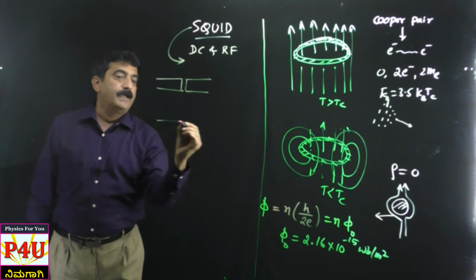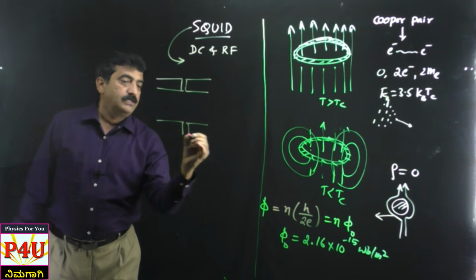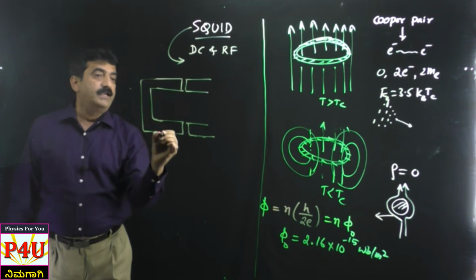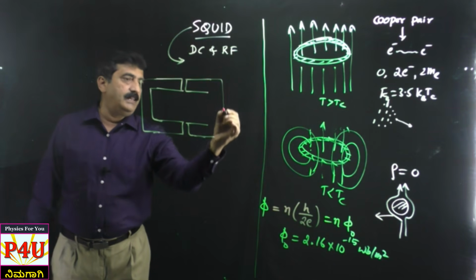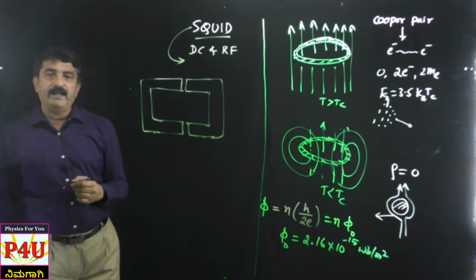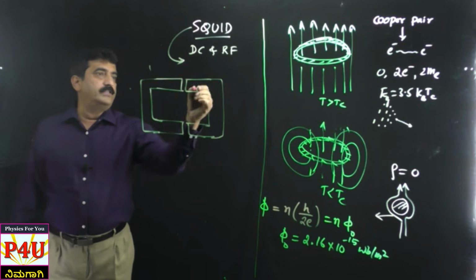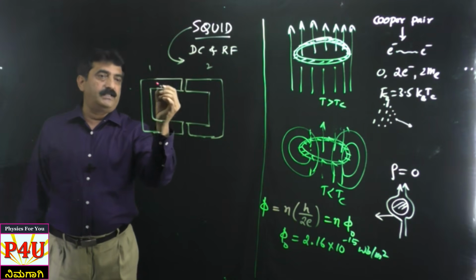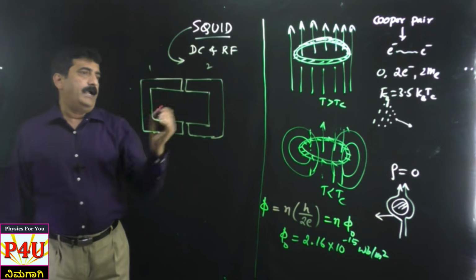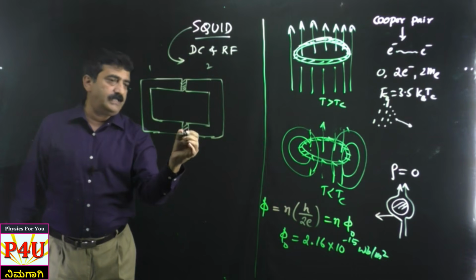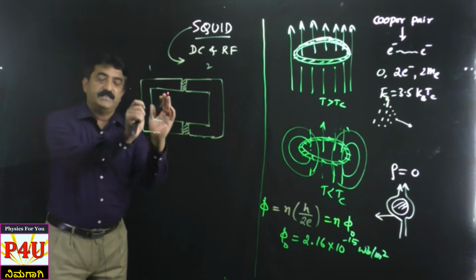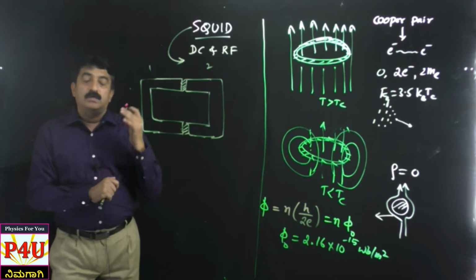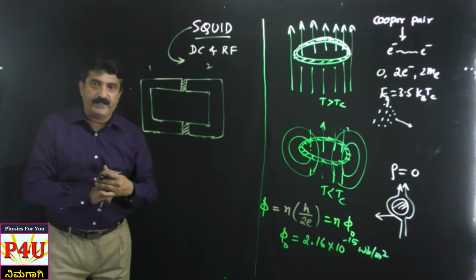This is one junction, this is another junction. So I have two junctions and these two junctions are joined together. This side is one superconducting material, this side another superconducting material. This whole thing I call one, this whole thing I call two. And this is one junction, this is another junction. This is a two Josephson junction device, that is nothing but SQUID.